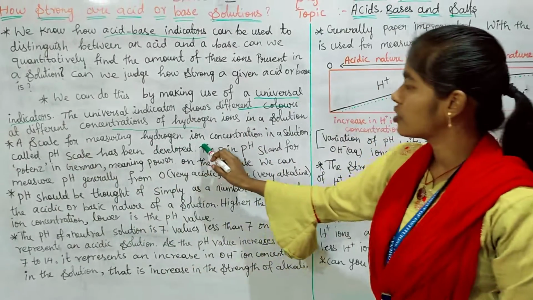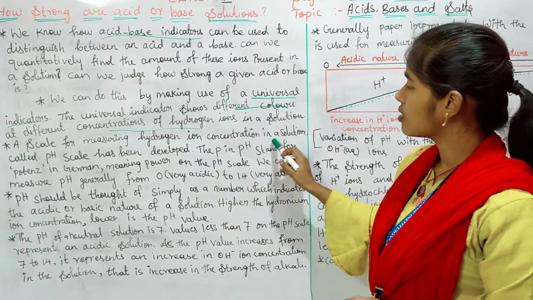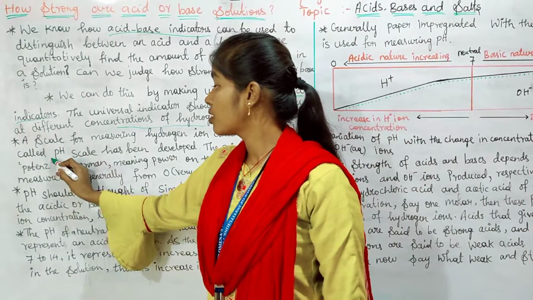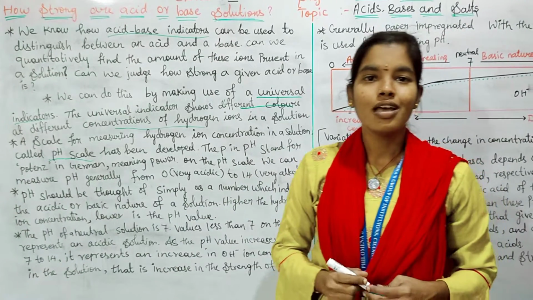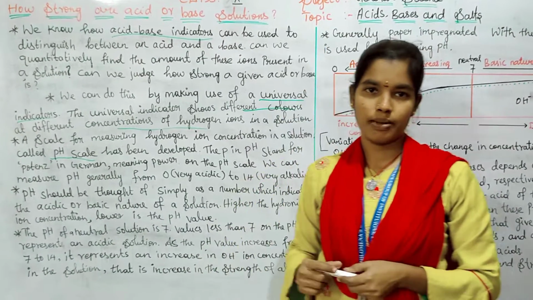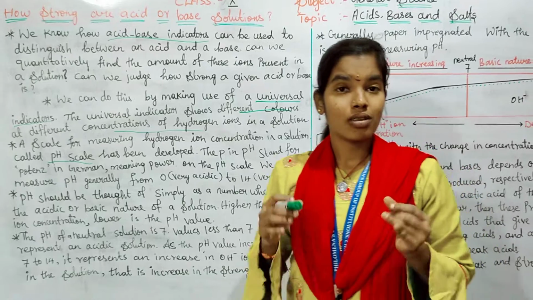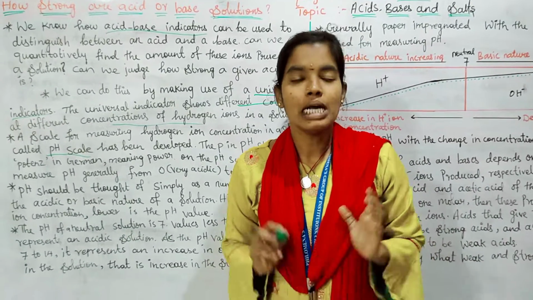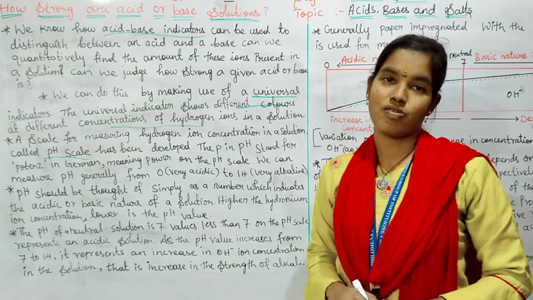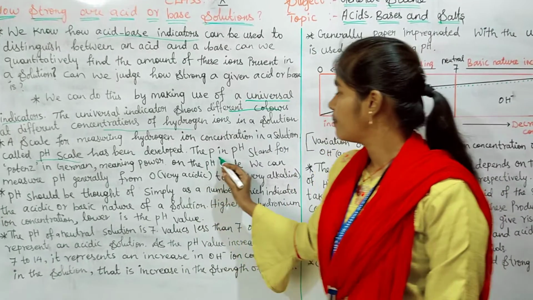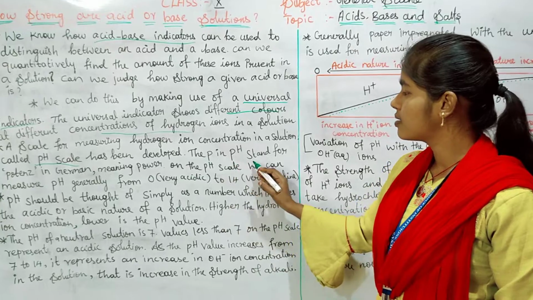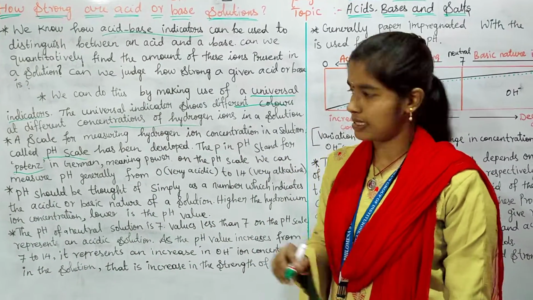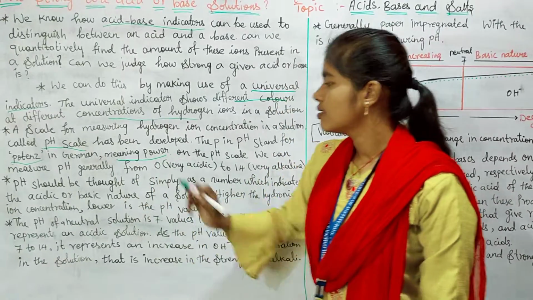A scale for measuring hydrogen ion concentration in a solution is called the pH scale. How can we measure hydrogen ion concentration? With the help of the pH scale. In pH, P comes from the German word potenz, meaning power, so pH means power of hydrogen. The P in pH stands for potenz, and meaning what?